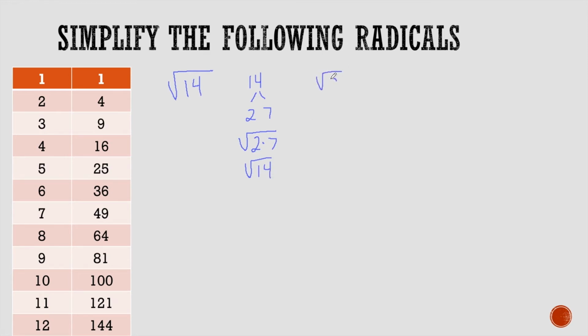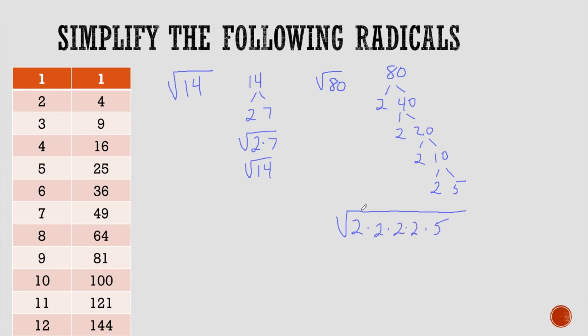Now let's try the square root of 80. Let's do the factor tree. 2 and 40, 2 and 20, 2 and 10, 2 and 5. So I take all these numbers and put them underneath the radical symbol, and you cross off 2 at a time. Cross off 2 2's, put 1 outside. Cross off another pair of 2's, put another one outside. That's going to be multiplication outside. Keep the 5 underneath. 4 root 5. So that's by factor tree.